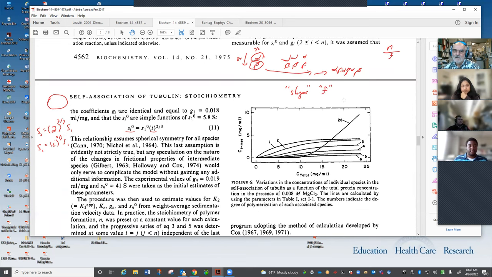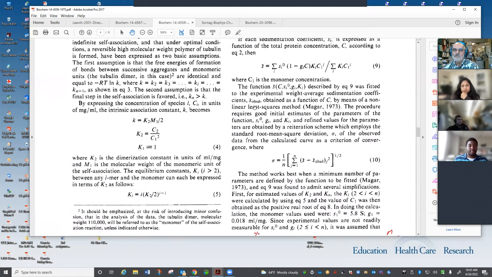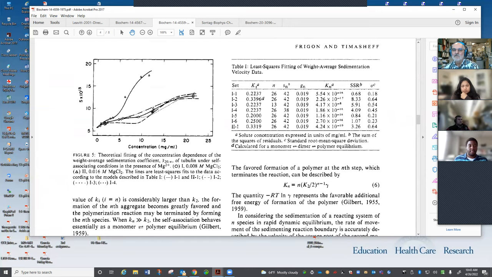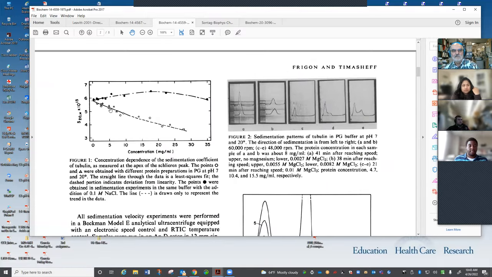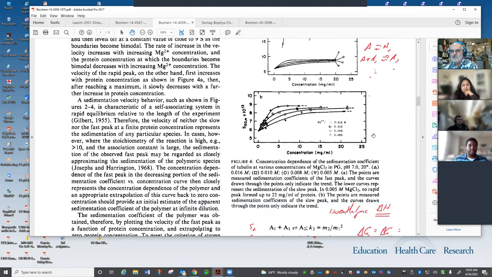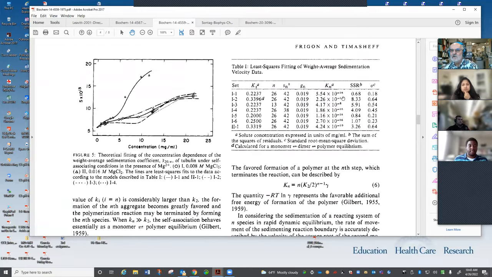And so when you fit the data, that's what's going to happen in the analysis. When we fit the data to various models, what the S value of the oligomers are, what the biggest oligomer is, what the concentration dependence is. This came out of that early figure up here. The G of 0.019 comes out of the data right here. So it's the concentration dependence. And then we come up with some kind of a K, and we try to fit these weight average curves by some kind of theoretical curve fitting, all right?